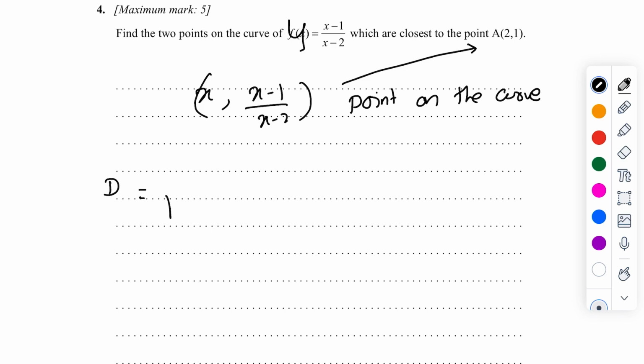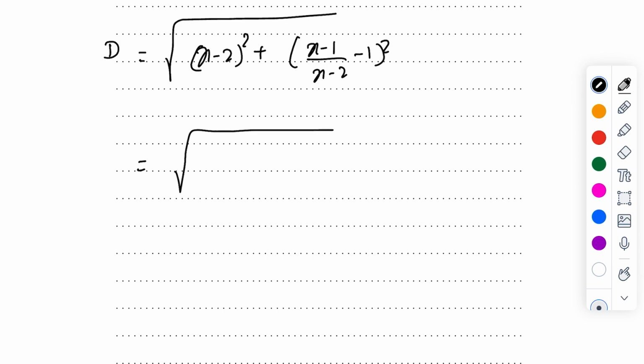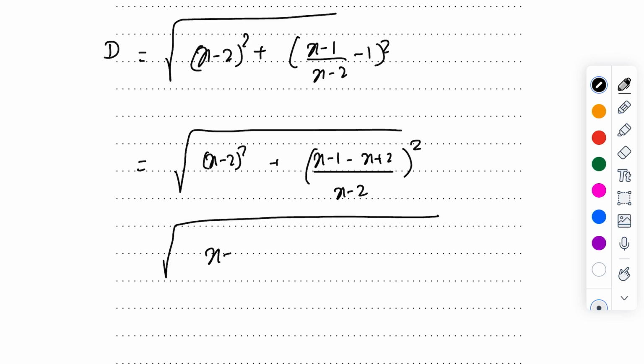So, distance equals the square root of (x2 minus x1) whole square plus (y2 minus y1) whole square. So it becomes (x minus 2) whole square plus, the common denominator is x minus 2, (x minus 1 minus x plus 2) whole square over (x minus 2) whole square. Then this is 1 minus x, x gets cancelled, only 1 is left over, 1 divided by (x minus 2) whole square.